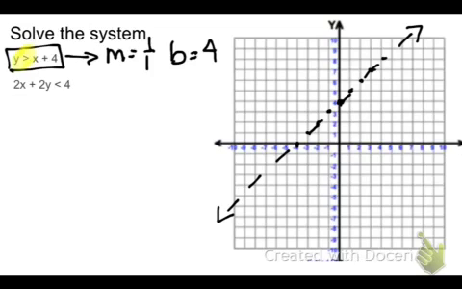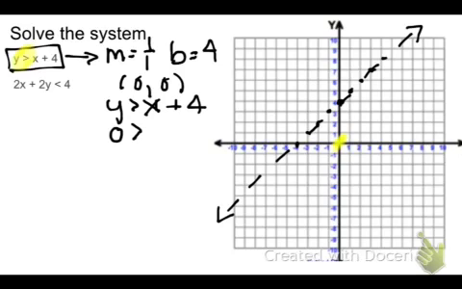Okay, so from here we have to determine which half plane to shade. So my favorite test point is 0, 0. So I'm going to test this inequality, y is greater than x plus 4, with the ordered pair 0, 0. So I plug 0 in for y, 0 in for x. So 0 is not greater than 4. That's false. So I'm going to shade away from 0, 0.